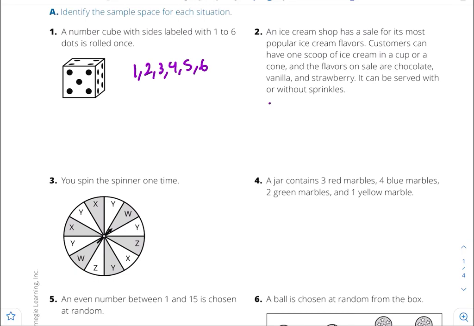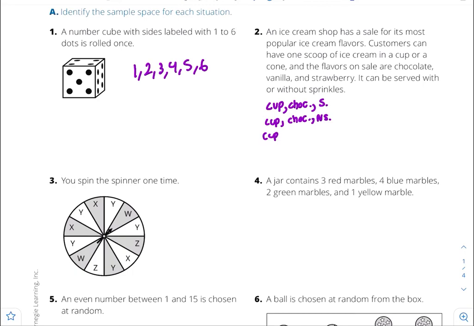So there's a cup with chocolate and with sprinkles. So cup, chocolate, and sprinkles. I'm also going to do a cup, chocolate, and no sprinkles. Okay, so there's 2 combinations. Now we're going to do strawberry.